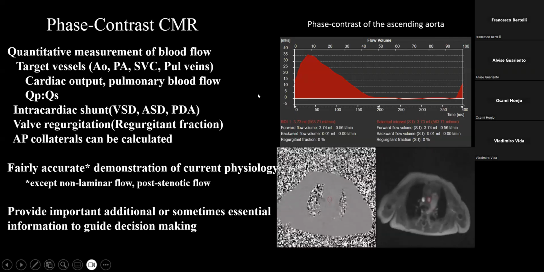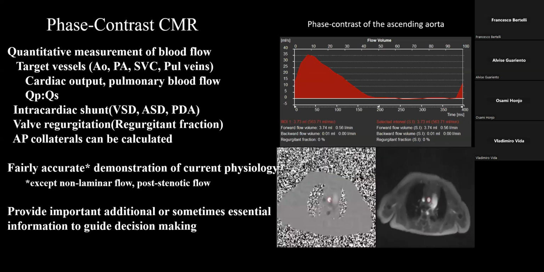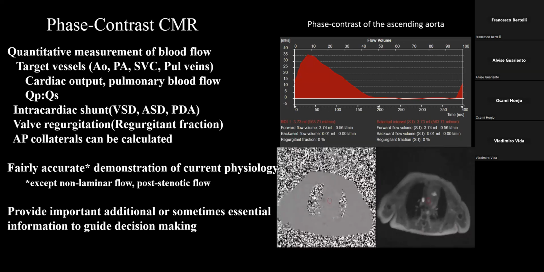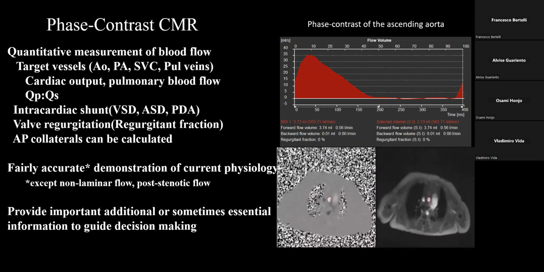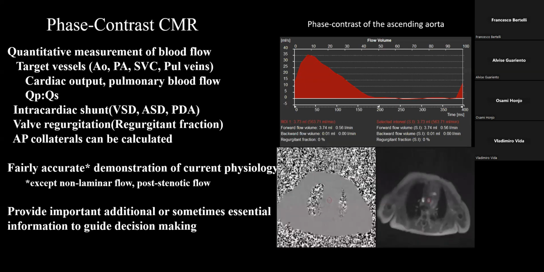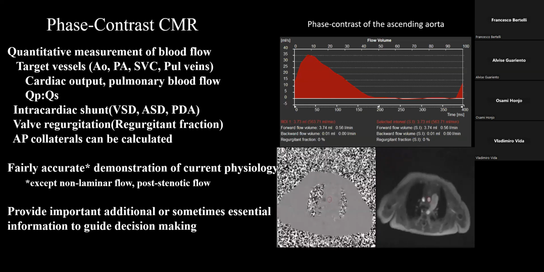Aorta. So this is the example of the aortic flow patterns. You can aim for target vessels, including aorta, PA, superior vena cava, and so on, that generate the data for cardiac output from my blood flow and QP:QS.